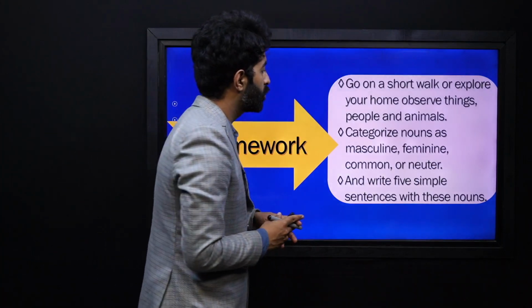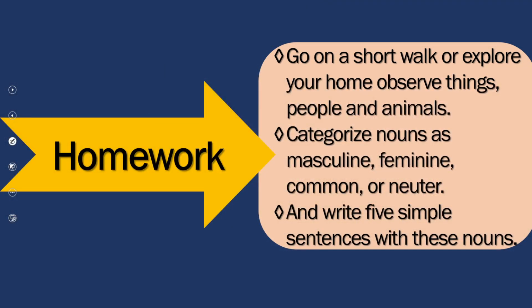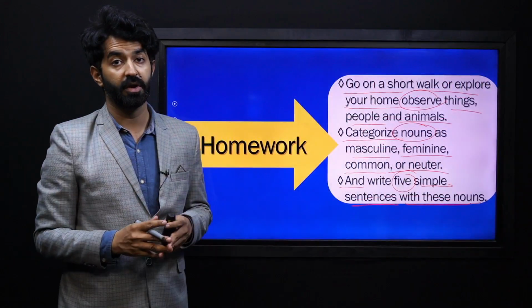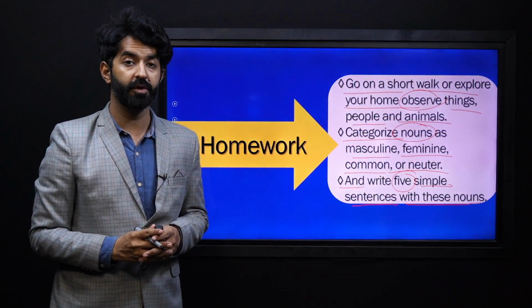Now, we have another part, the homework. It's a very quick homework for you. Go on a short walk or explore your home. Observe things, people, and animals. Categorize nouns as masculine, feminine, common, or neuter, and write 5 simple sentences with these nouns. So this is a very interesting homework for you.